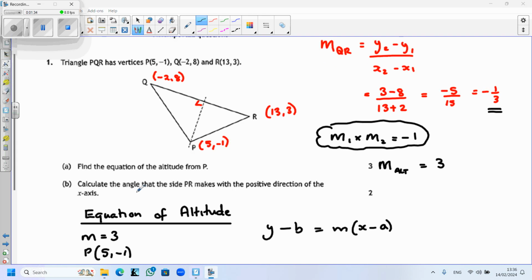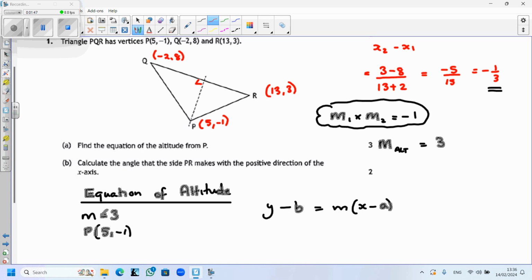So now we want the equation of the altitude. So to get the equation of any straight line, we need two things. We need the gradient and we need a point in the line. And once we've got them, we substitute into y minus b is equal to m times x minus a. So remember that is a and that is b, and we've got the gradient there m. So y minus b becomes y minus 1 is y plus 1. That's equal to the gradient, which is 3 bracket x minus a, so it's x minus 5.